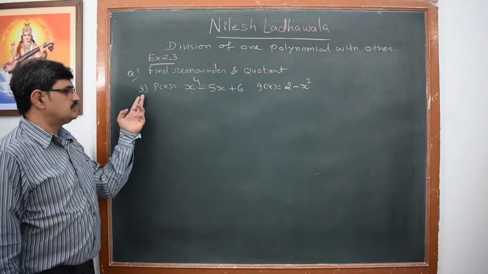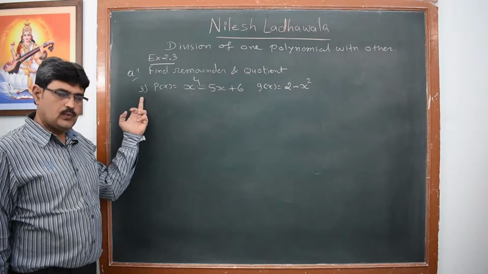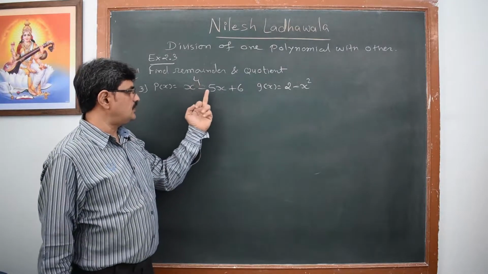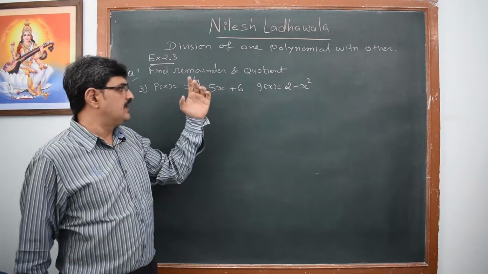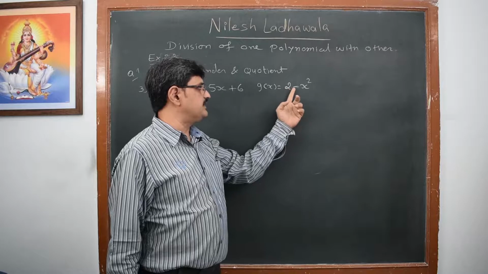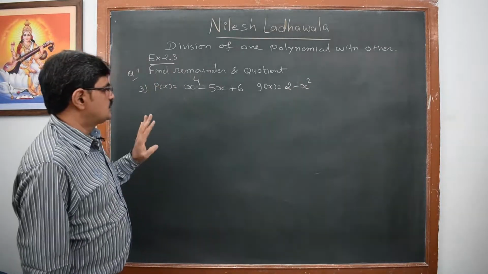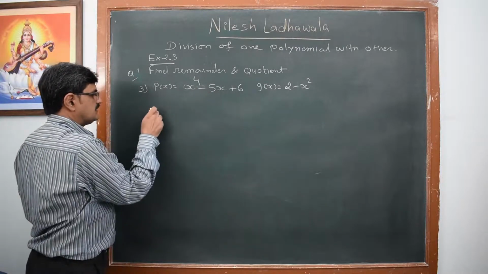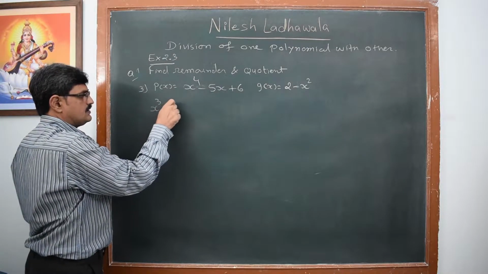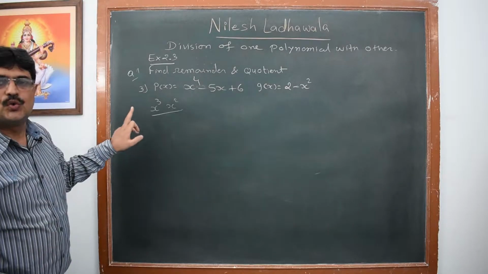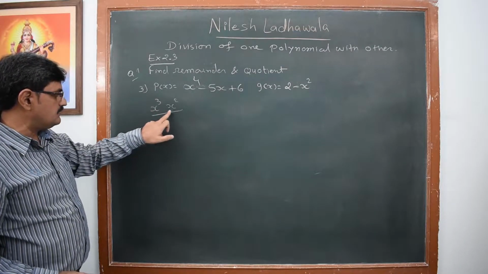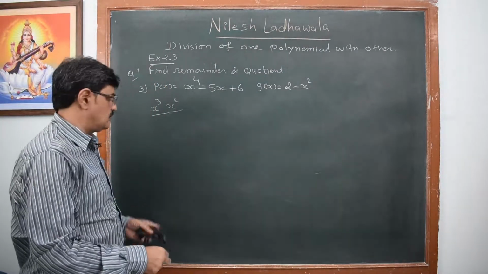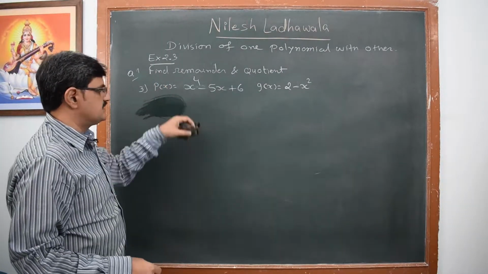Now we will do the third sum of question number 1. So here we are given p of x as x raised to 4 minus 5x plus 6, while the divisor is given as 2 minus x square. So here you should remember that you are not given the term having x cube or x square. So whenever you do not have the term with x cube or x square or any variable, you should write 0 there. You have to put 0 there.